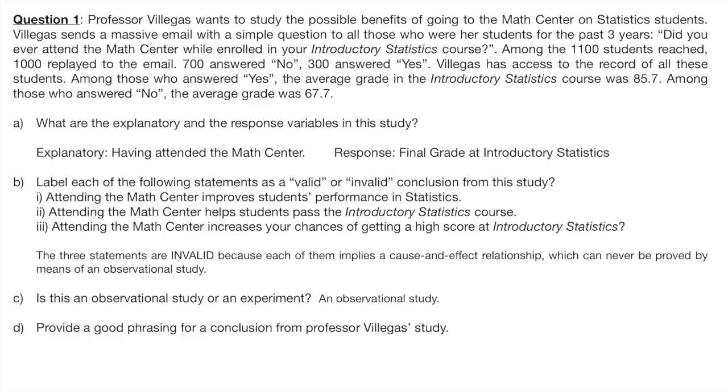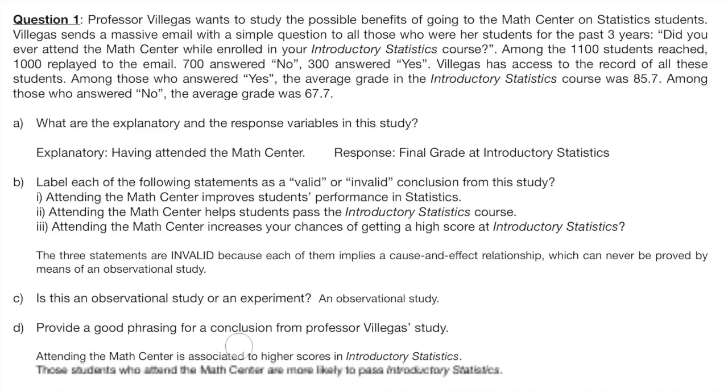This brings question D. Provide a good phrasing for a conclusion from Professor Villegas' study. We can say something like, attending the math center is associated to higher scores in introductory statistics. By saying associated to, we are not implying cause and effect, so this is fair. You can also say it is linked or it is correlated. We will work with the concept of correlation in Chapter 4.